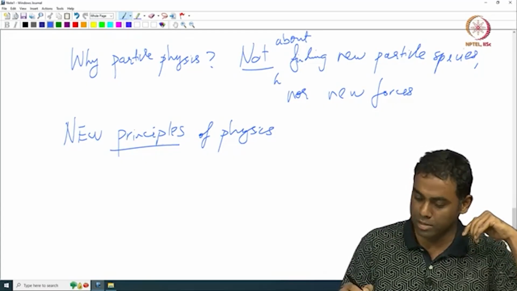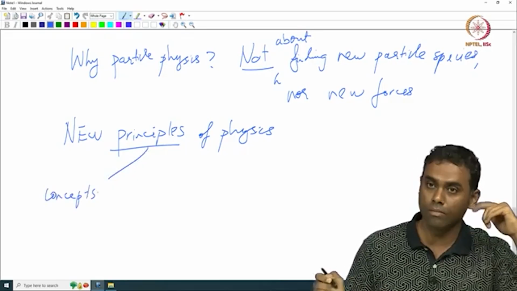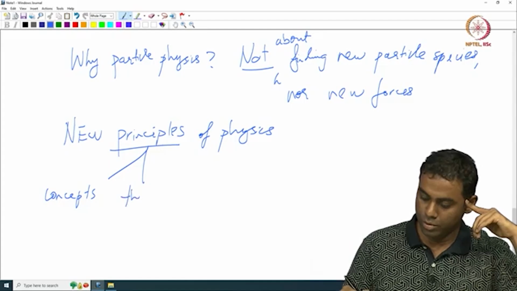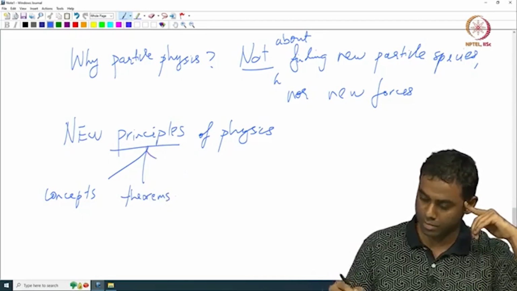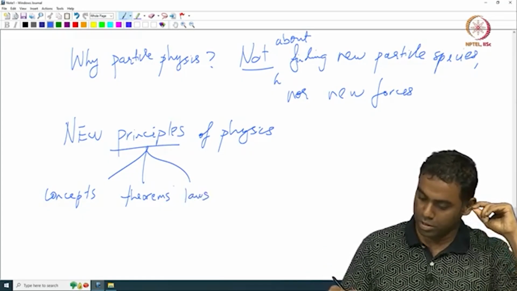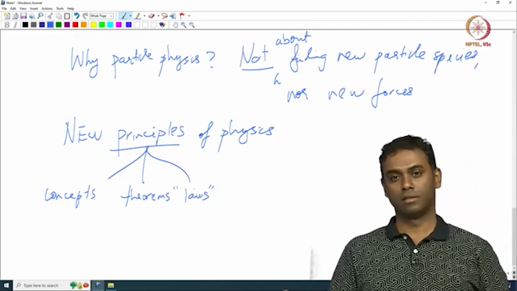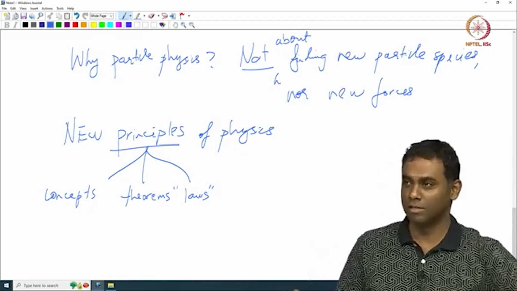And what do we mean by principles? Well, new concepts, new theorems, okay, or organizing principles, new laws of physics. There are various ways in which these laws can manifest themselves, and so on.